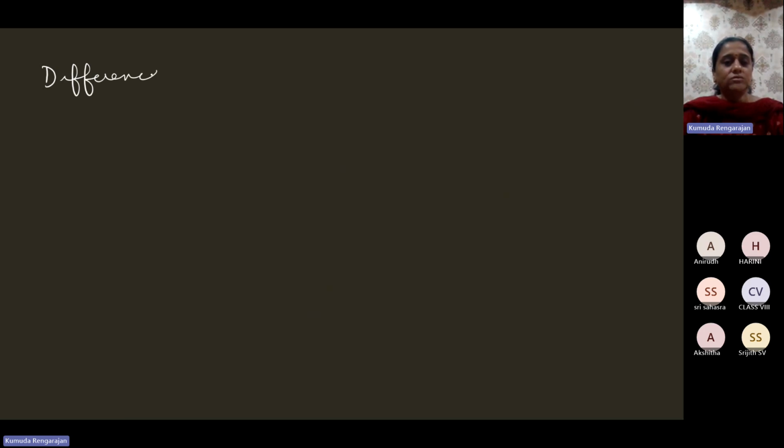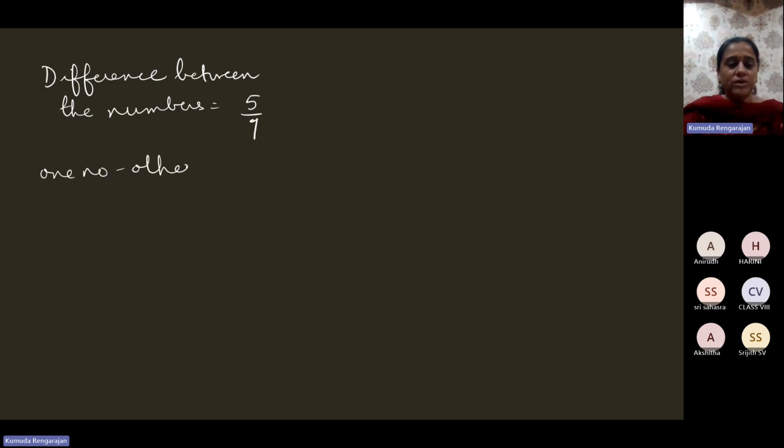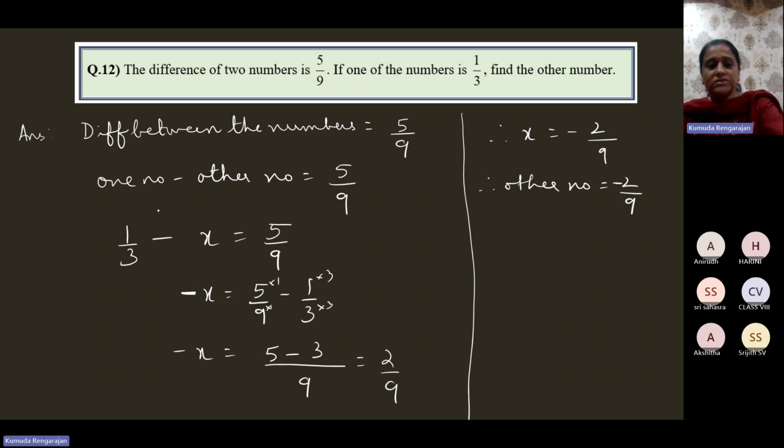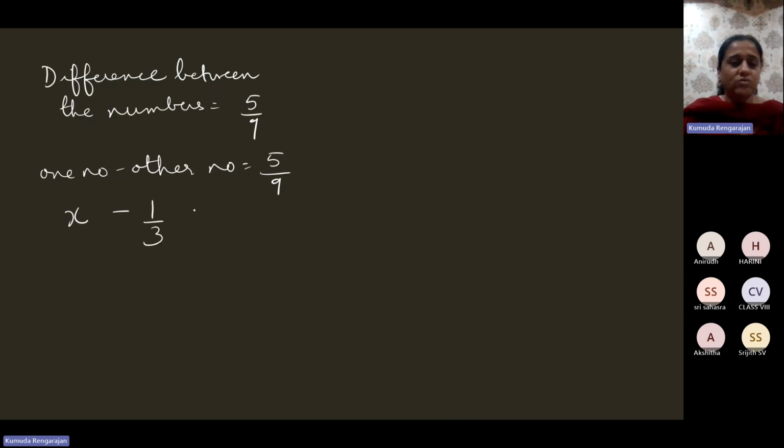The difference between the numbers is equal to 5 by 9. That means one number minus the other number is equal to 5 by 9. Now, if you take the first number as x and the second number as 1 by 3, then the equation is x minus 1 by 3 is equal to 5 by 9. So x is equal to 5 by 9 plus 1 by 3, taking minus 1 by 3 to the other side as plus 1 by 3.